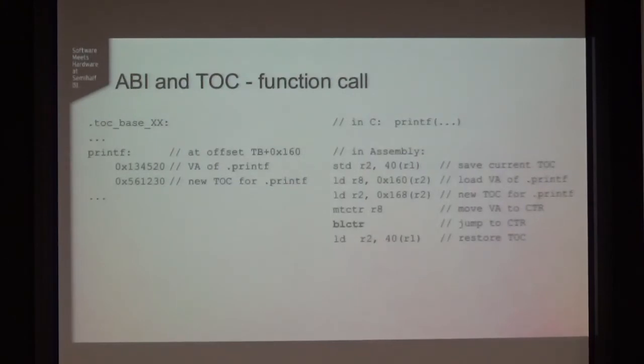I mean, we use the CTR register to store the 64-bit address and run BLCTR. It means branch linked to CTR register, which jumps execution to the print function. Once we go back, we need to restore the TLC from the stack just to provide the same environment for any other operations we could call further.